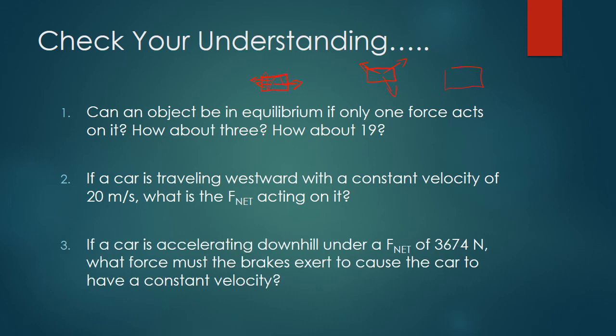How about this one? If a car is accelerating downhill under a net force of 3,674 newtons, what force must the brakes exert to cause the car to have a constant velocity? Okay, so the answer to this one, guess what? The brakes will be completely the opposite direction. They'll cause a force that's in the opposite direction of motion. And if you want a constant velocity, the brakes need to apply the same force. So it's the exact same force, but in the opposite direction. So the force would be negative 3,674 newtons.